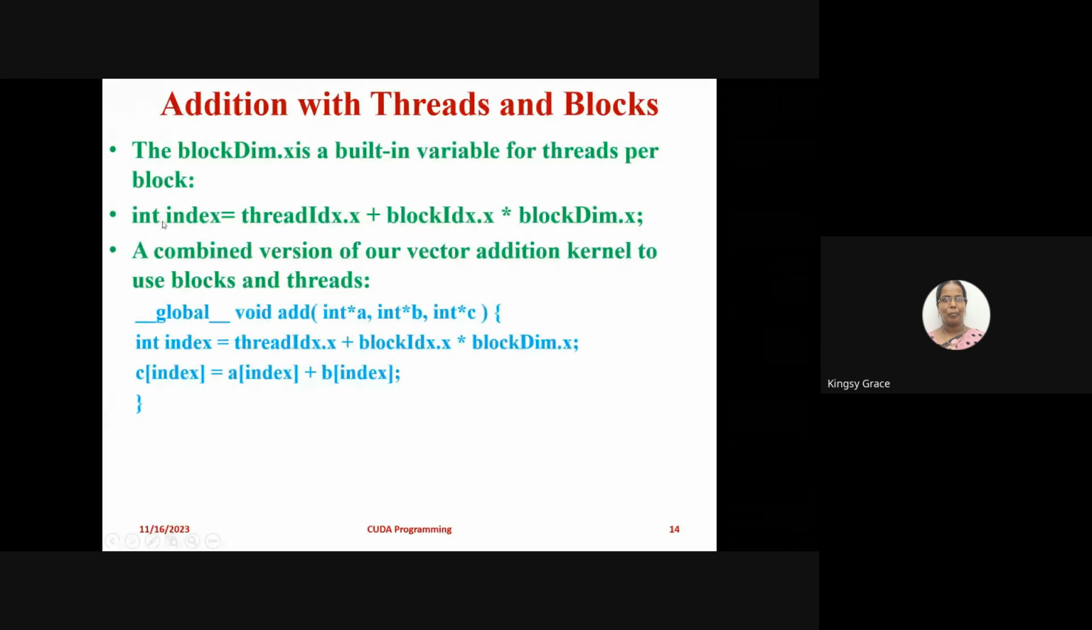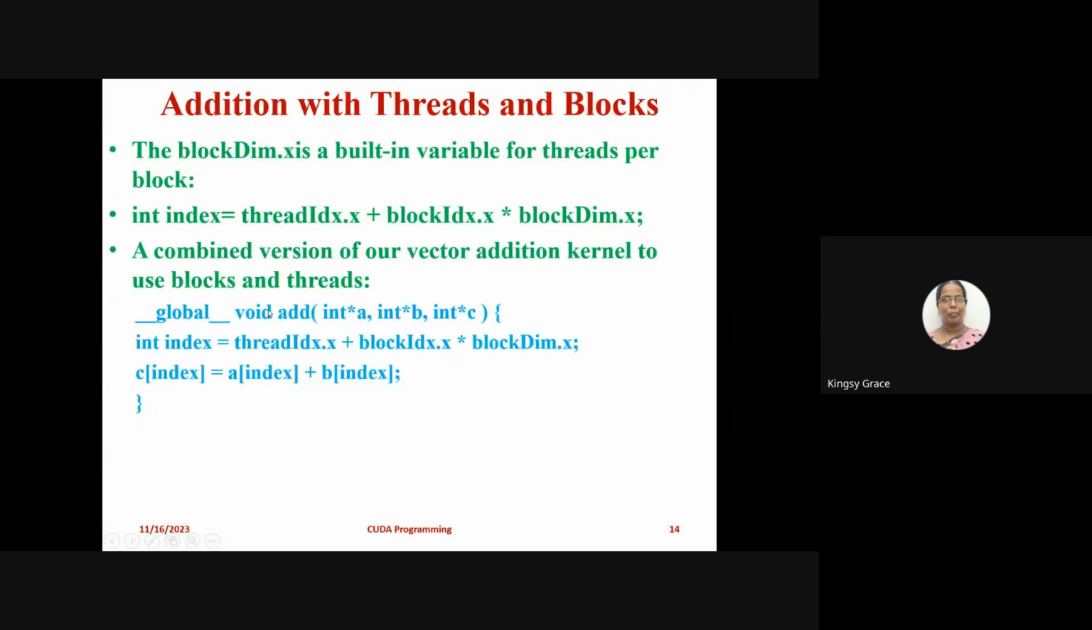So already the statement is here. The variable for the number of threads in a block is block dimension, that is blockDim. So the statement is written like that: index equals threadIdx.x plus blockIdx.x into blockDim.x.